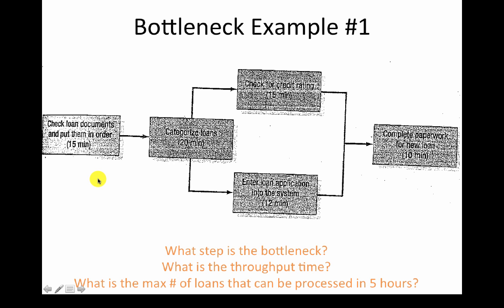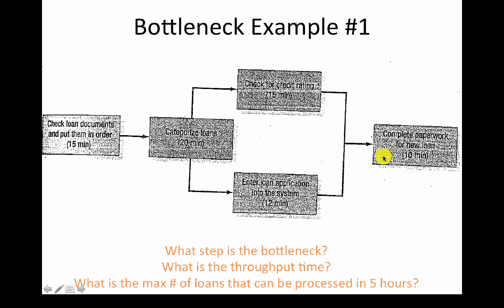So here, if I want to do that, I take this 15 minutes, I add in 20 minutes, and now instead of taking both of these, again, because both are going in at the same time, I just take the longer of the 2. So I take this check for credit rating, and then I add in this here. So what is your throughput time? Well, in this example, your throughput time is 60 minutes, because you'd have the 15 here plus the 20 plus 15 plus 10.